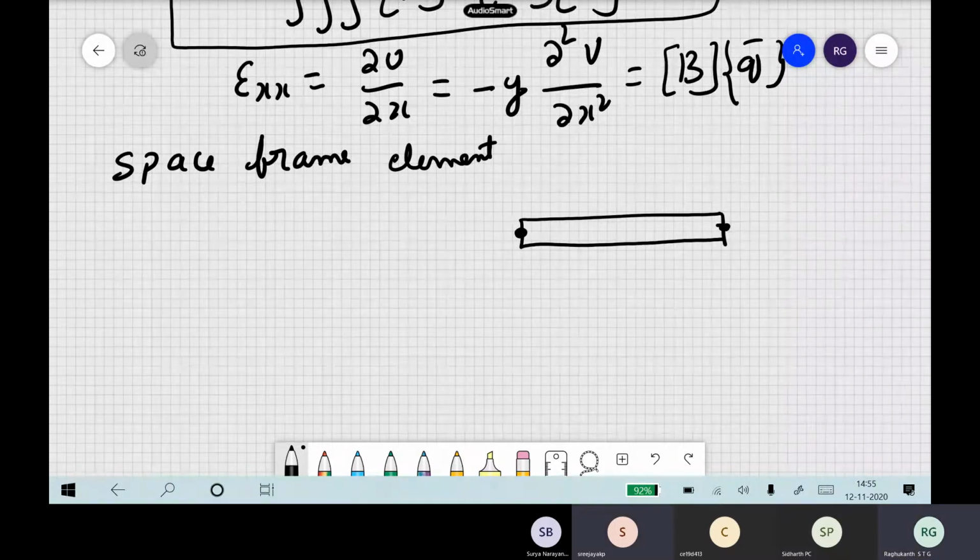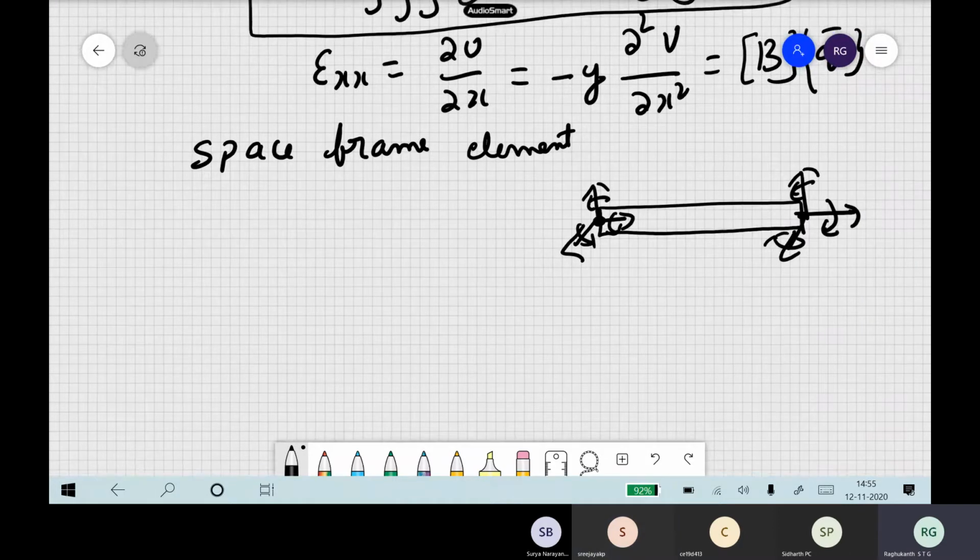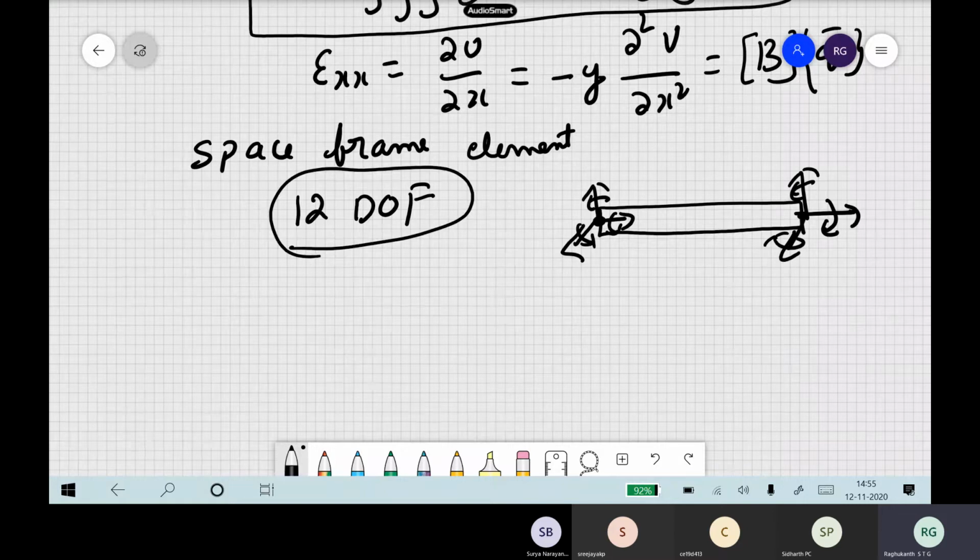Three displacements, only three displacements. So you have three displacements, it is a space frame element. So what happens? You also will be having three rotations. Rotations also, you followed. So how many degrees of freedom will there be? Six. No, count properly. So three rotations, three displacements at each node. So in total how many degrees of freedom will it be? 12 degrees of freedom for the space frame element.